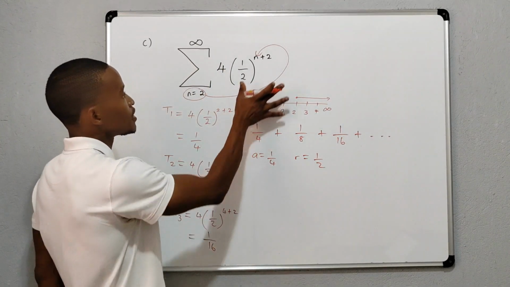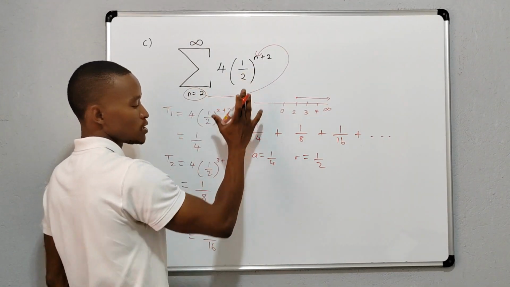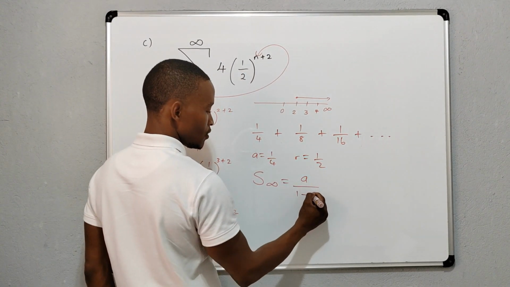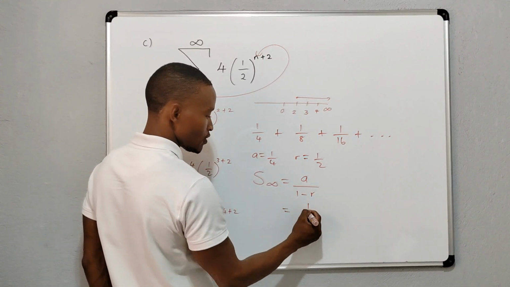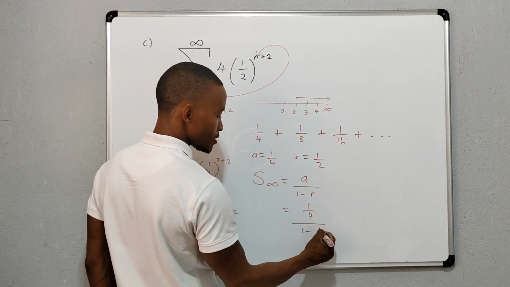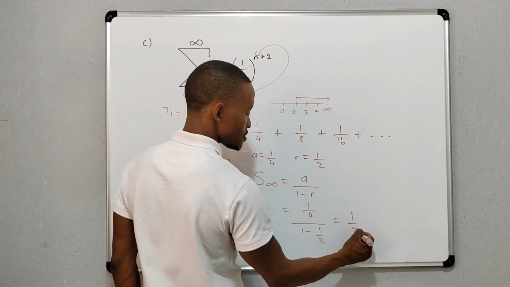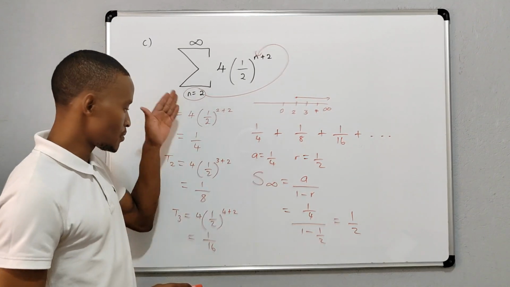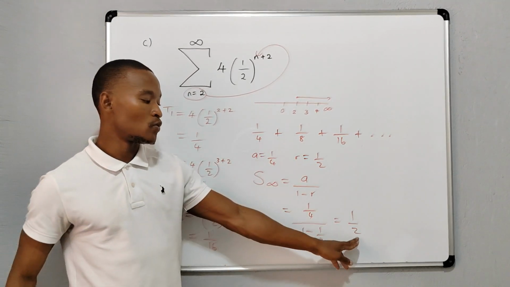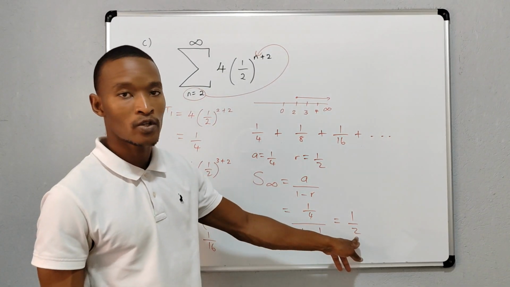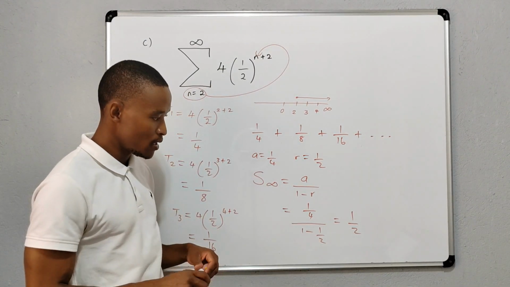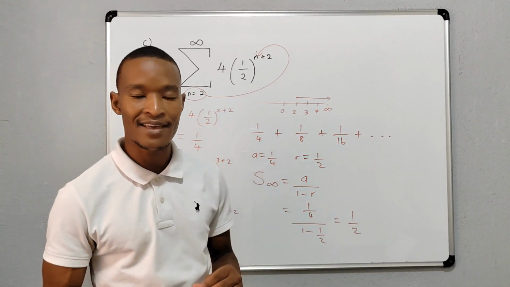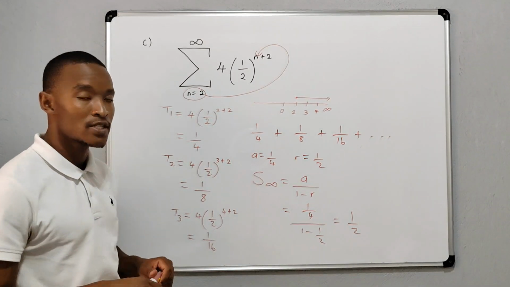Okay, are we ready to get the value of this summation? Yes, sum to infinity is equal to a over 1 minus r. We have 1 over 4 over 1 minus a half, giving us 1 over 2. So definitely summing all these numbers to infinity, it will converge to 0.5 or 1 over 2, because all of them are proper fractions, and indeed it does make sense that it will be the correct answer there. This takes care of question 4c.